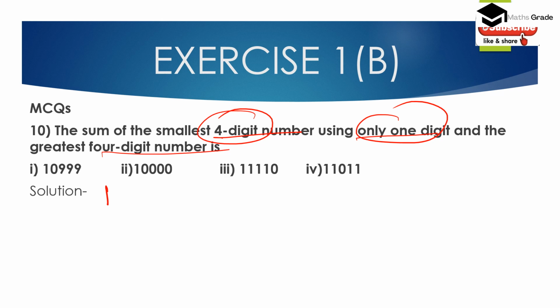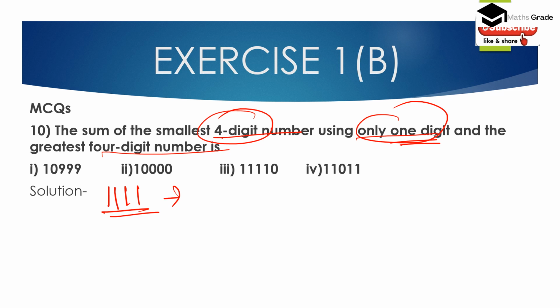So all digits should be unique. First find out the smallest digit. The smallest digit is 1, after 1 the smallest digit is 2, after 2 the smallest digit is 3. But the question says using only one digit. So the smallest digit is 1, and we have to use 1 four times. So this is the smallest 4 digit number using only one digit.